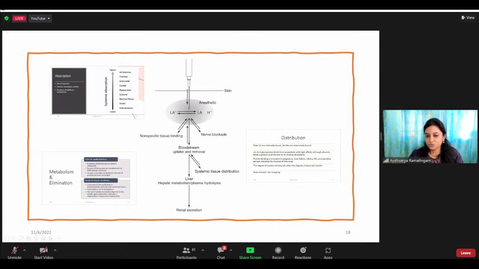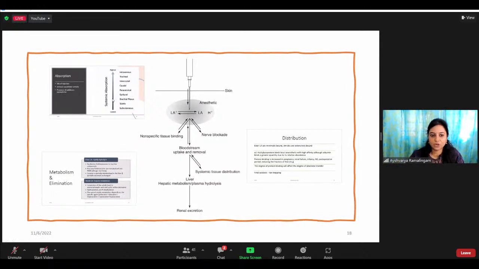It is disposed by the body in 3 different ways: by non-specific tissue binding and uptake into the bloodstream, and only a very small amount of the drug is available for the nerve blockade. The one going into the bloodstream undergoes systemic tissue distribution just like any other drug, and it is eliminated either by hepatic metabolism, such as in amide drugs, or ester drugs undergo plasma hydrolysis, and then the metabolites are eliminated in the urine.